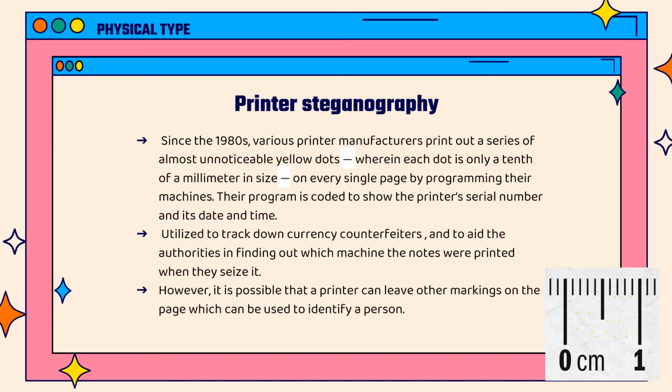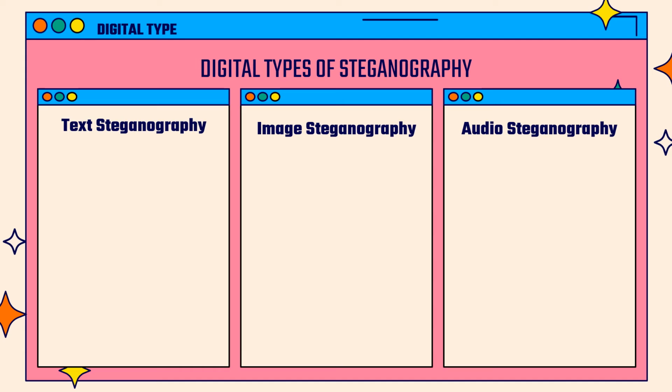Lastly, we have printer steganography. Since the 1980s, various printer manufacturers print out a series of almost unnoticeable yellow dots, wherein each dot is only a tenth of a millimeter in size, on every single page by programming their machines. Their program is coded to show the printer's serial number and its date and time. It is utilized to track down currency counterfeiters and to aid the authorities in finding out which machine the notes were printed on when they seized it. However, it is still possible that the printer can leave other markings on a page which can be used to identify a person.